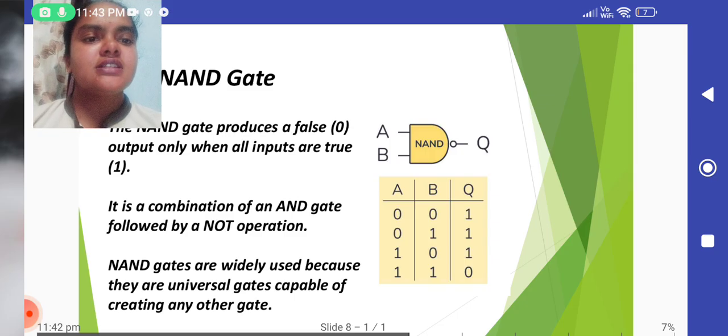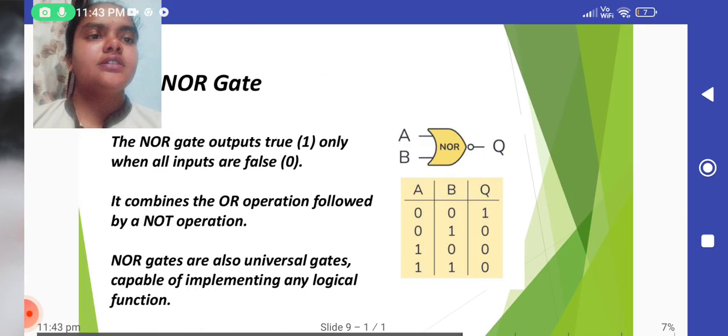And we have to discuss another gate, the NOR gate. The NOR gate is represented as a combination of an OR gate and a NOT gate. This gate also has two inputs and produces a single output. The output is true when the inputs are false. Let us see the truth table of the NOR gate.